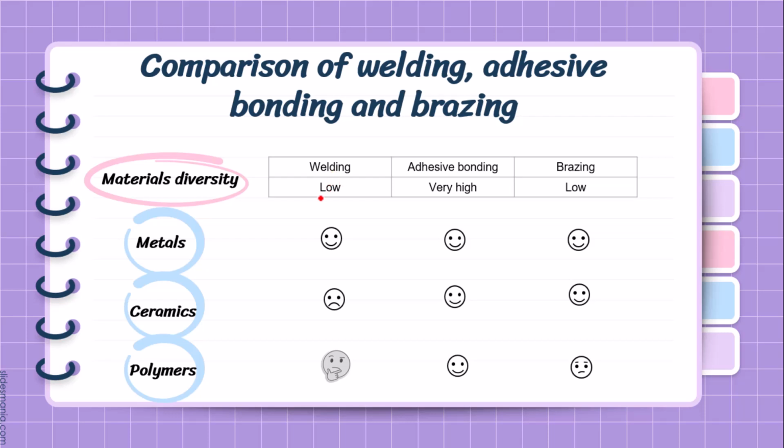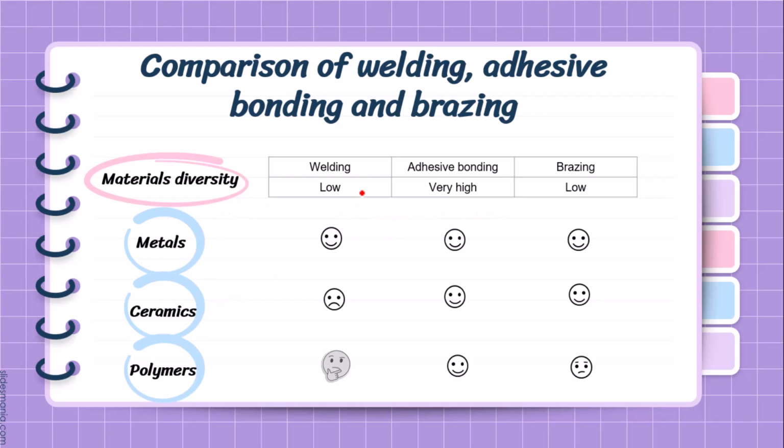Regarding the welding process, almost all the metals can be welded by fusion welding processes. There are some exceptions that are related to the weldability of these metals, and I will talk about them in later presentations. Adhesive bonding: the metals can be joined by adhesive bonding, and by brazing also the metals can be joined.